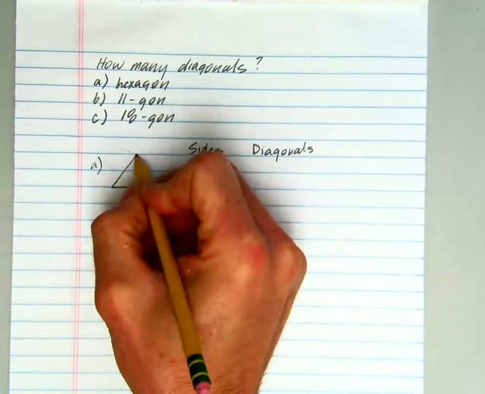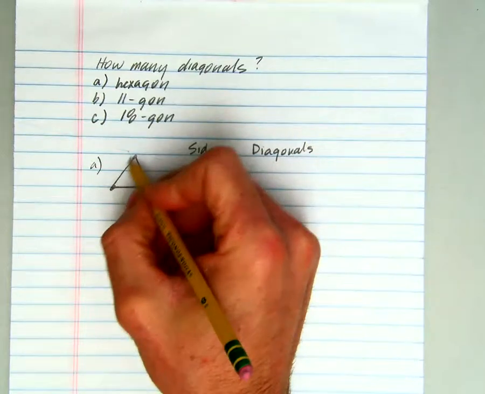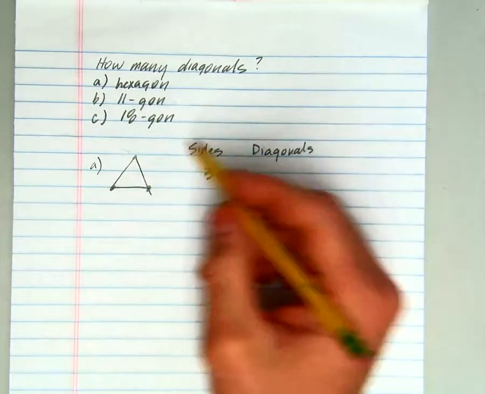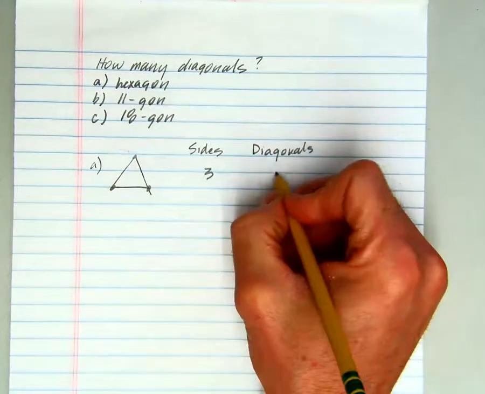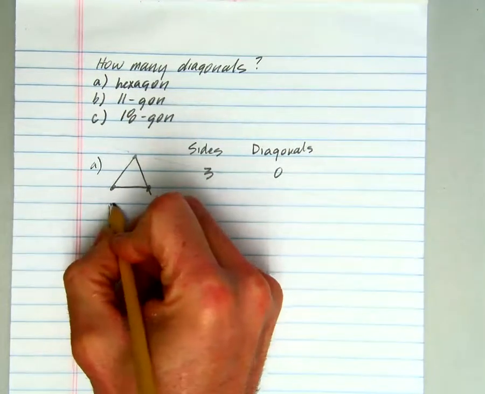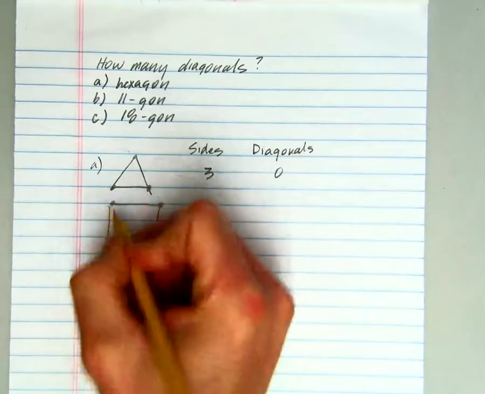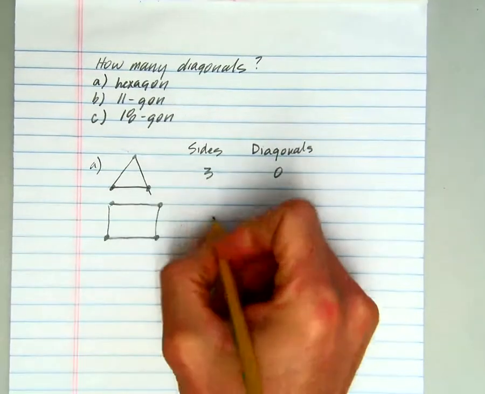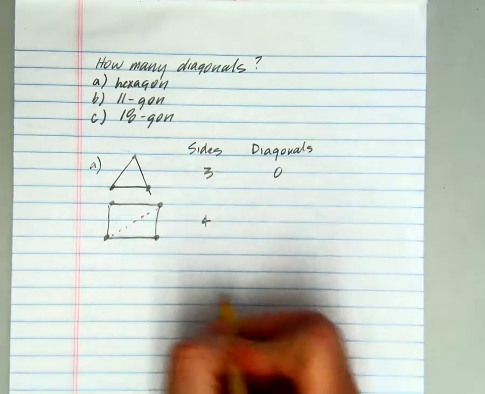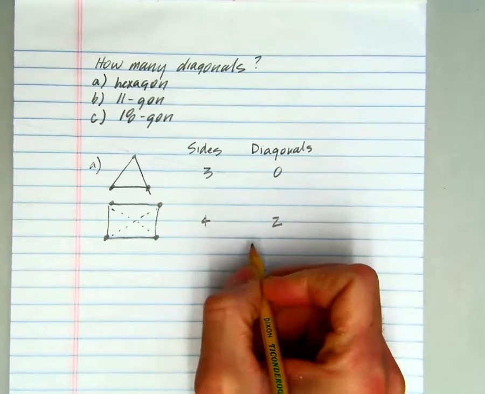So the number of sides in this polygon is 3, and the number of diagonals, well, there are none. If I connect any vertex to any other vertex, I actually get a side, so there are no diagonals here. So let's now talk about what happens when we have quadrilaterals. If we've got a 4-sided figure, then we've got 4 sides, and if I sketch the diagonals in here, I can see that I've got 2 diagonals.